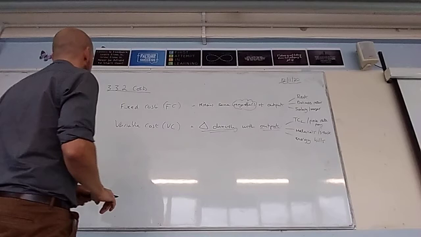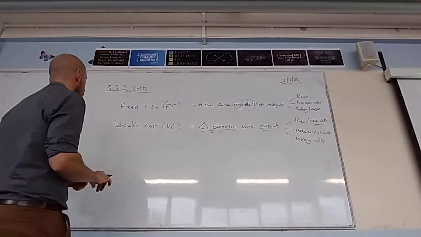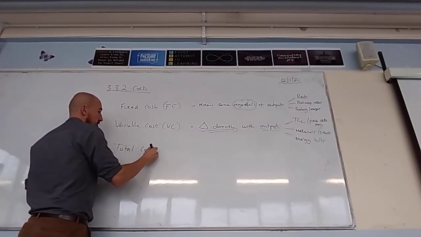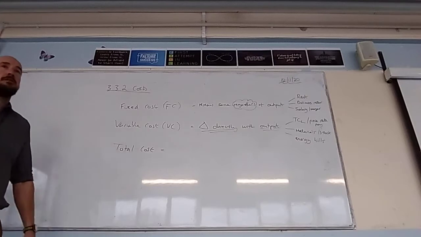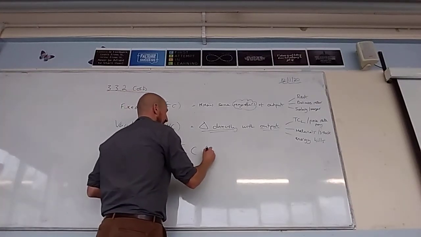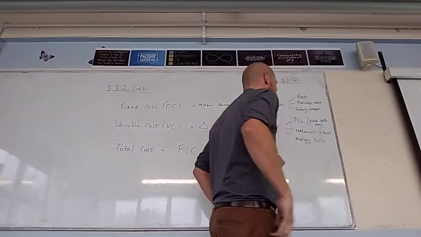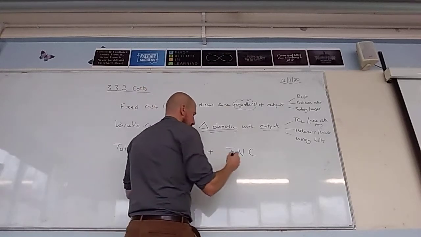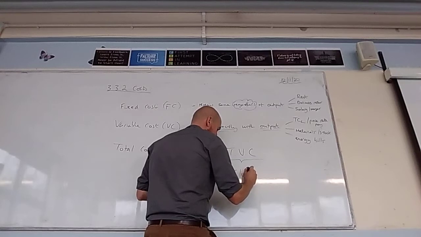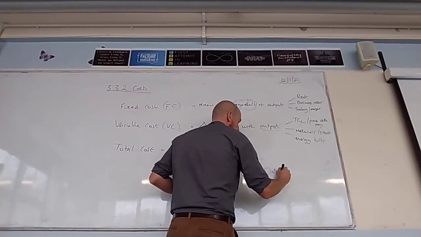Perfect. Right, other things that we just need to be aware of then. In terms of total cost, to calculate that, what have we got to add together? Fixed and variable. So, fixed cost plus total variable cost. How do we calculate total variable cost? Variable cost per unit times output, or quantity.